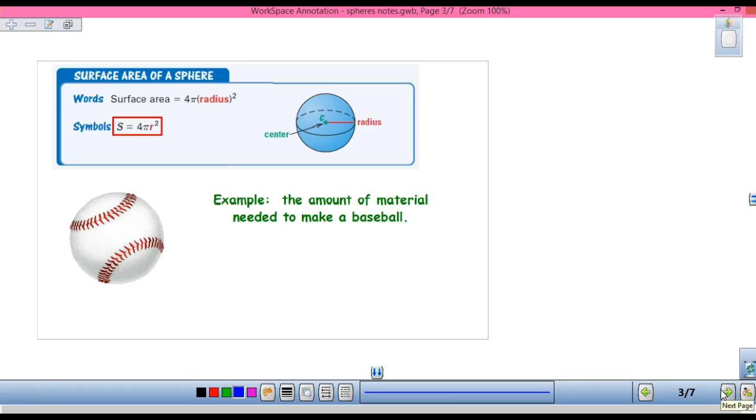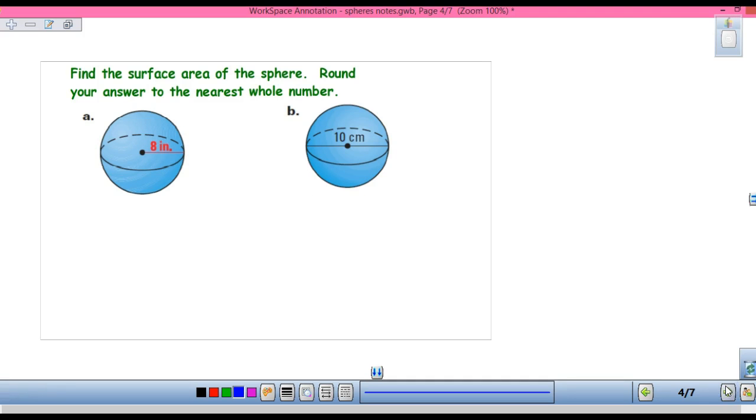All right, surface area: 4 times pi times r squared. I remember that it's r squared because if we're talking about area, it's always units squared. Volume is units cubed. When we're doing volume, it's going to be r cubed. So that's why it's going to be different. So surface area is 4 times pi times r squared.